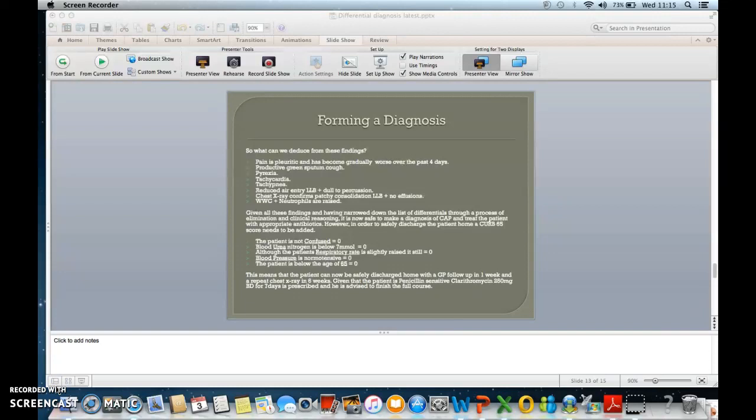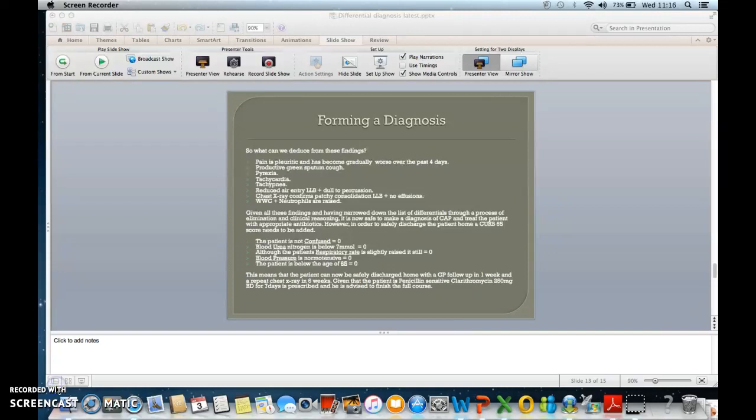So the CURB score: the patient is not confused, so that equals 0. His blood urea nitrogen is below 7, equals 0. Although the patient's respiratory rate is slightly raised, he still scores a 0 on that. Blood pressure is normotensive, so that is 0, and the patient is below the age of 65, so that is a 0 as well. So essentially, his CURB score is 0, and it is safe to actually discharge this chap home.